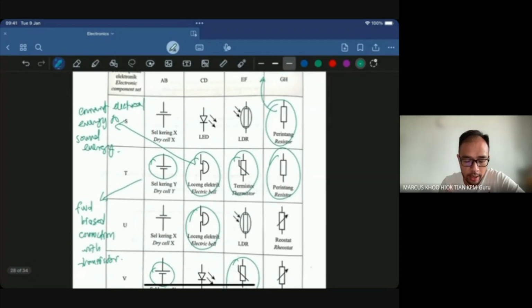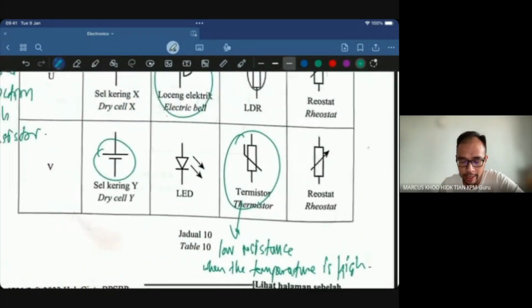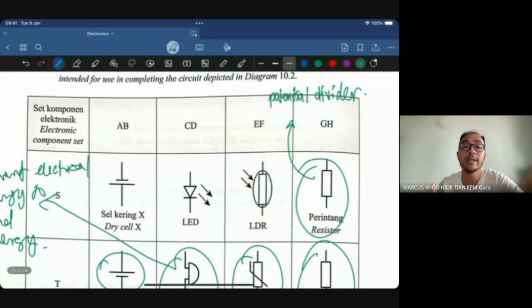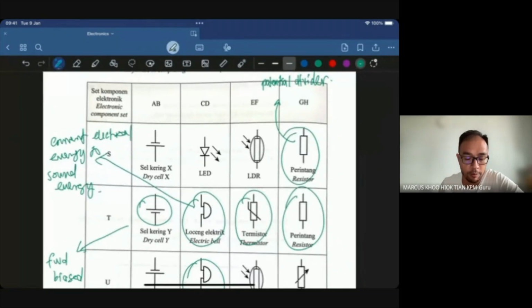Okay, dry cell Y, forward bias, electric bell convert electrical to sound. Technically electrical to kinetic to sound lah, because screen makan. Okay, thermistor low resistance when the temperature is high. This is a set answer. And the potential resistor as a potential divider, also a set answer. Okay, so we're going for dry cell. Component set T.